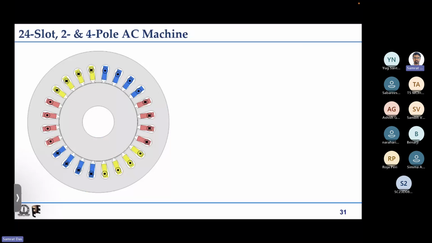So for that, the current directions are already clear here. If the R phase current IR is positive, then these ones will be cross and these ones will be dot. Similarly, if IY is positive, then this upper side will be cross, this lower side will be dot.